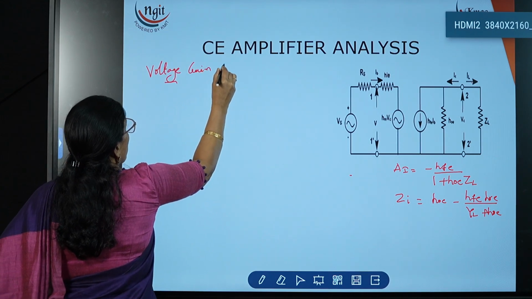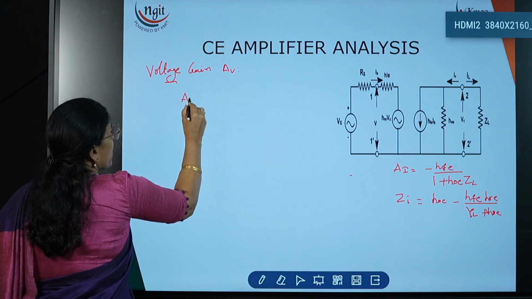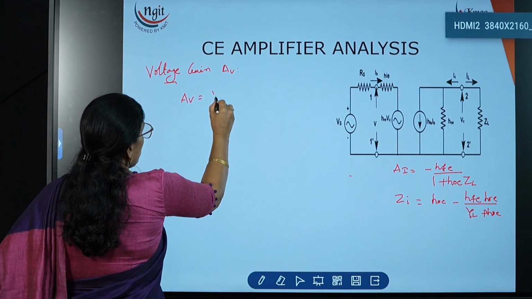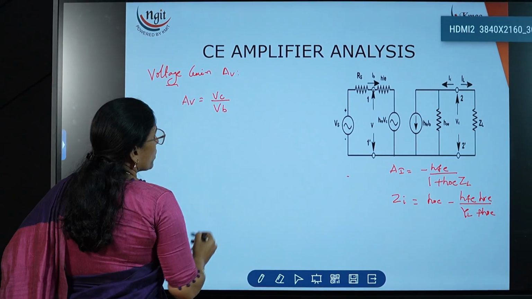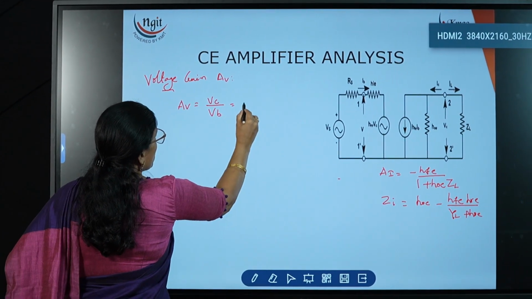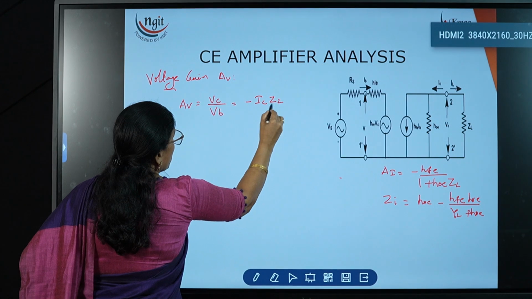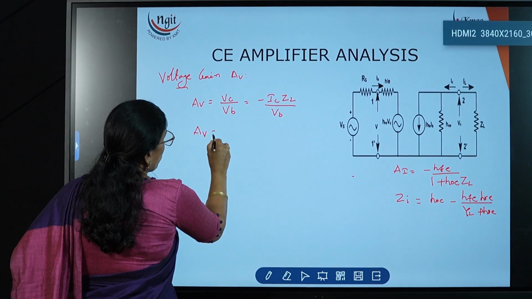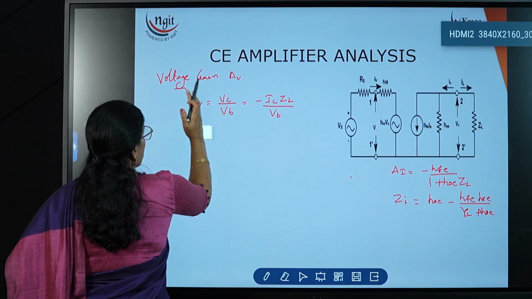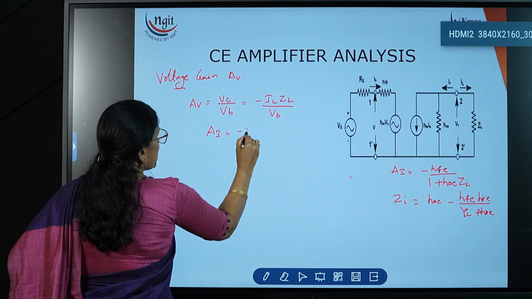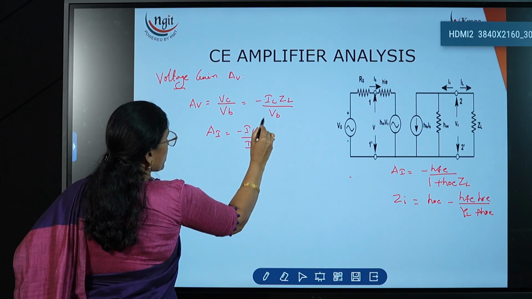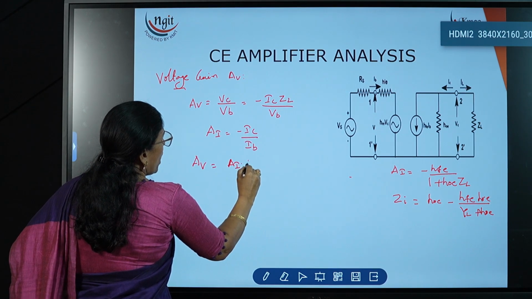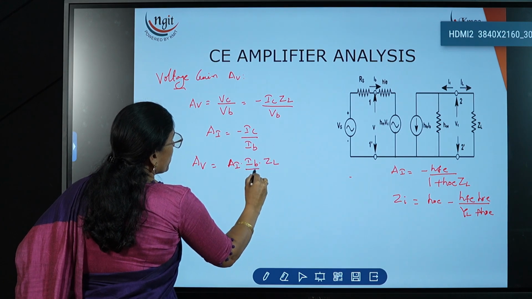Voltage gain AV. Now what is AV? AV is nothing but output voltage divided by input voltage, that is VC divided by VB. So VC is equal to minus IC ZL, divided by VB. Now what is minus IC? AI is equal to minus IC divided by IB. Now I need to substitute this value over here. So AV is equal to AI into IB into ZL divided by VB.